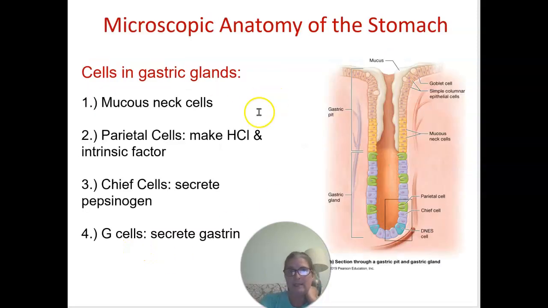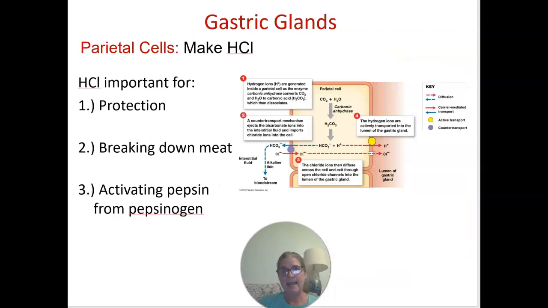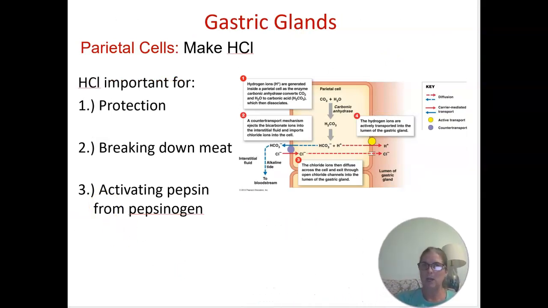So again, the mucus cells are going to make mucus, just what it sounds like. You can see, by the way, this thick layer of mucus here. We're going to have the parietal cells making intrinsic factor and hydrochloric acid. So the way they make hydrochloric acid, this should look very similar to you, okay?